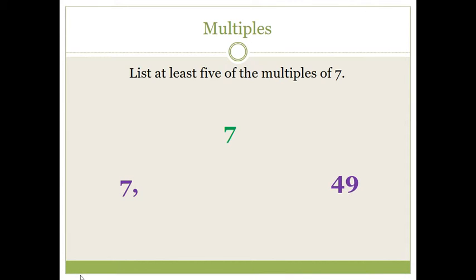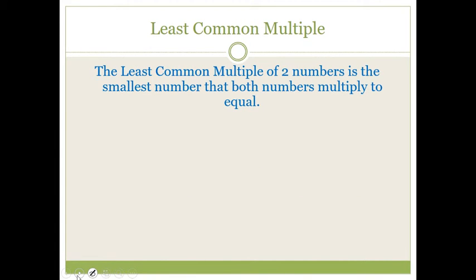Right, so if we start counting by 7s, we're going to get 7, 14, 21, 28, 35. We could keep going, right? 7 times 8 next to give you 56, and so forth. Now, when we're talking about the least common multiple of two numbers, that's basically just the smallest number that both numbers multiply into equally.